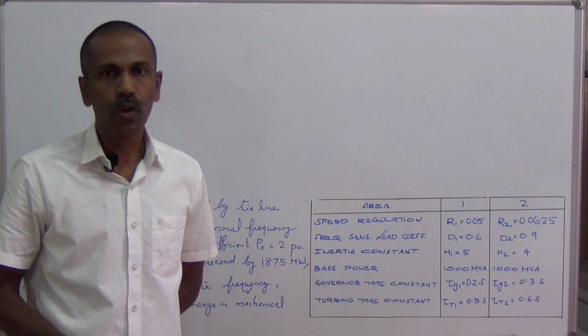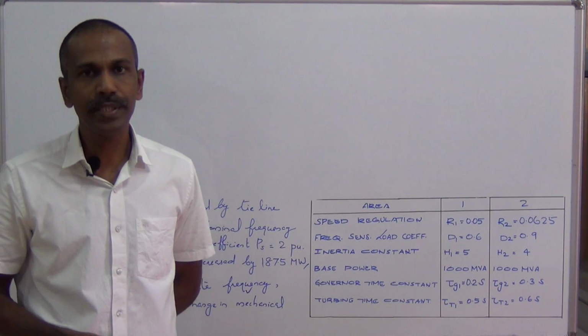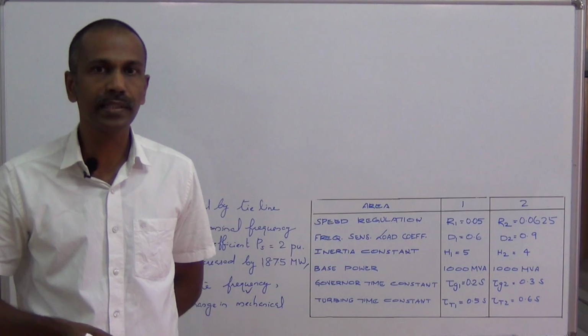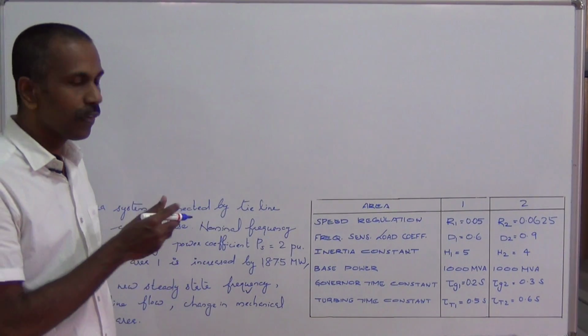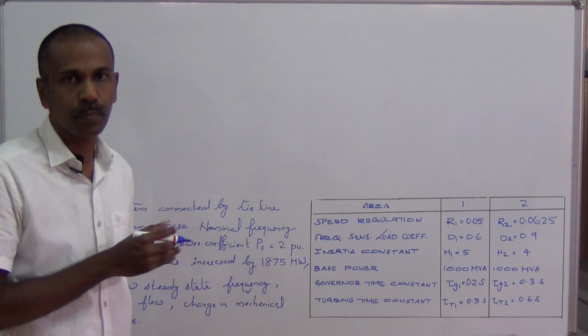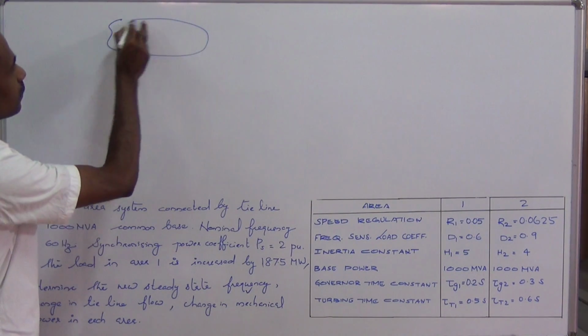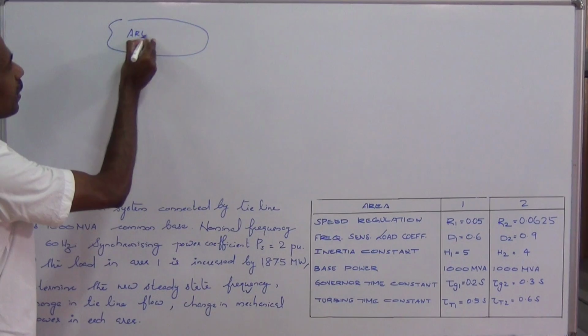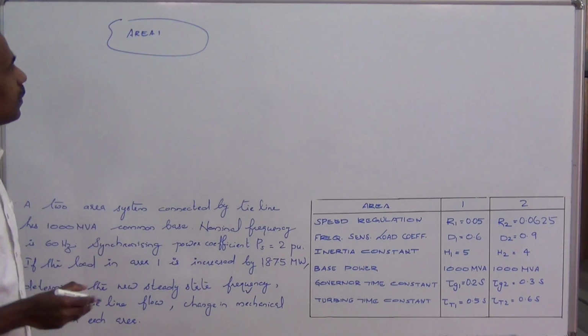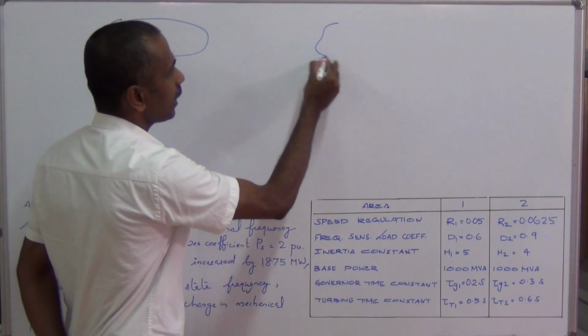In this session, let us solve a numerical problem on the automatic generation control of two-area system. First of all, let me explain the backdrop of this problem. Now we consider two single area systems. Let this one be area 1. This is area 2.